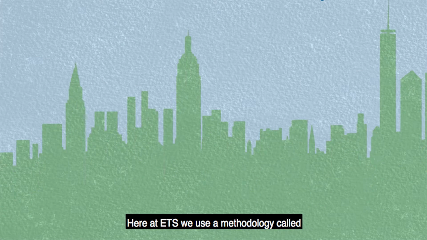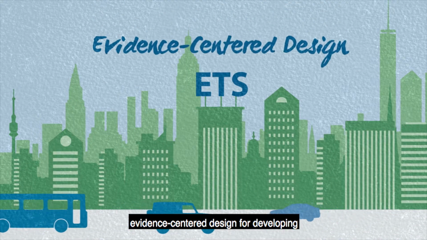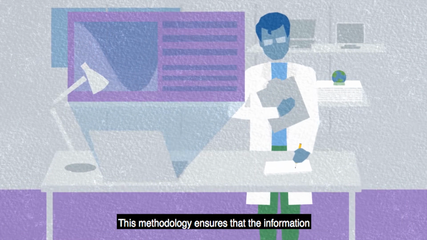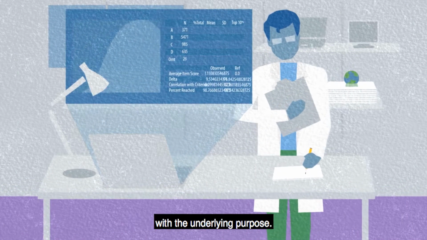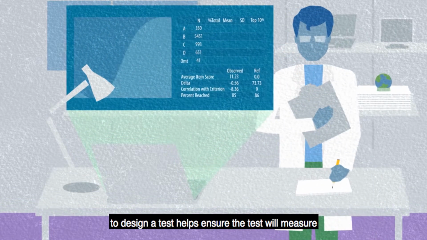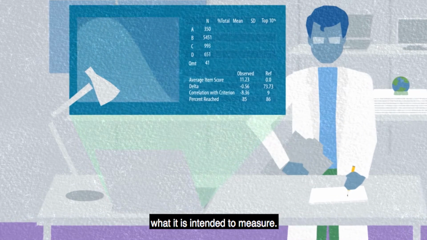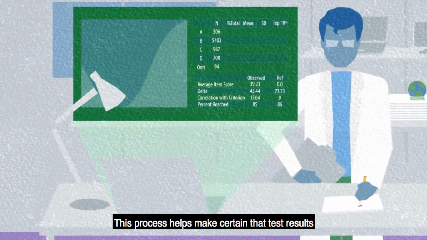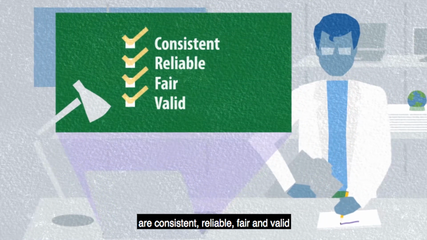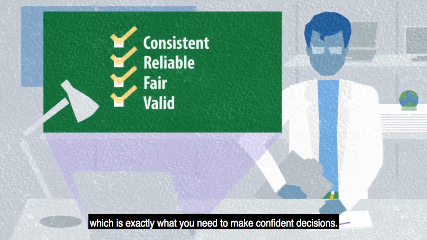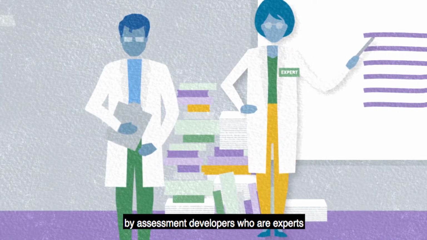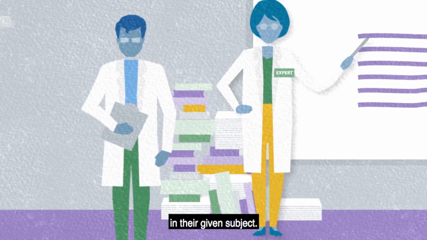Here at ETS, we use a methodology called evidence-centered design for developing the TOEIC assessments. This methodology ensures that the information gathered from the assessment is consistent with the underlying purpose. In other words, using evidence found through research to design a test helps ensure the test will measure what it is intended to measure. This process helps make certain that test results are consistent, reliable, fair, and valid, which is exactly what you need to make confident decisions. Test questions, or items, are carefully written by assessment developers who are experts in their given subject.